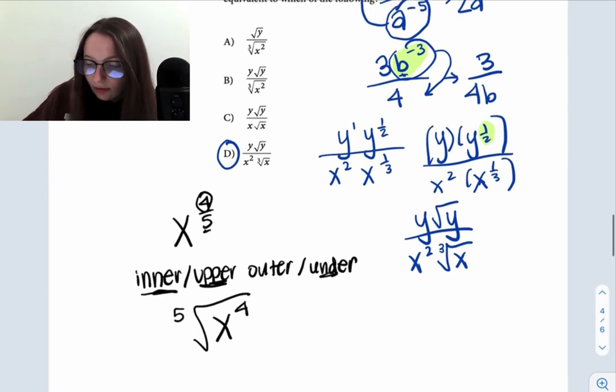So that's exactly why when you have y to the 1/2, it looks like this. There's a hidden 2 on the outside here. And then when you have x to the 1/3, there's a hidden 1 right here. And then the 3 goes on the outside. So that gives us choice D.